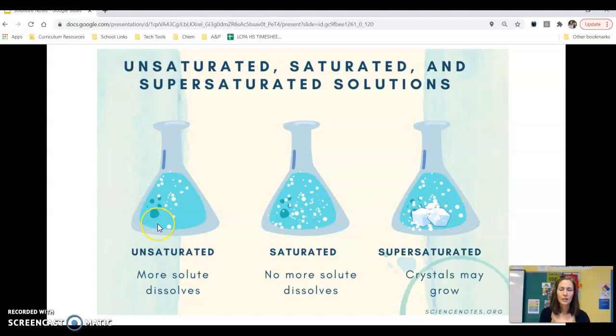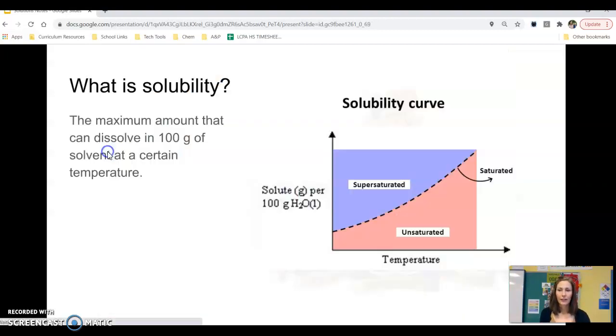Okay, so unsaturated, I can keep adding more solute to my solution and it will keep dissolving. Saturated is a very, very finite point where no more solute can dissolve if I added it to the solution. Supersaturated then is when I have more solute than the solvent can dissolve. There are some ways we can affect these saturation points, and we can also graph what these look like and represent that graphically.